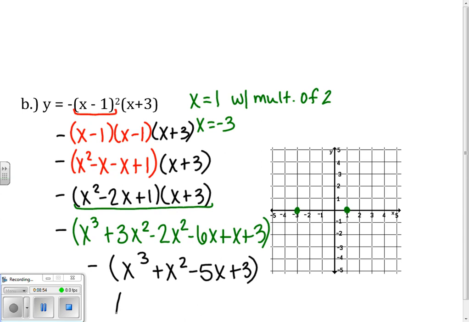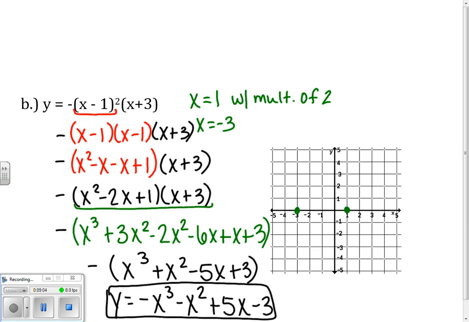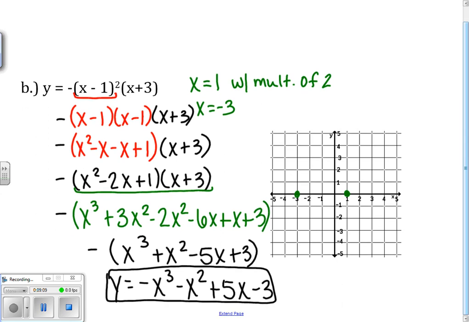So if I distribute the negative, my final standard form is y equals -x cubed minus x squared plus 5x minus 3. All right, because that leading term is a cubic, it means it will have 2 turning points.